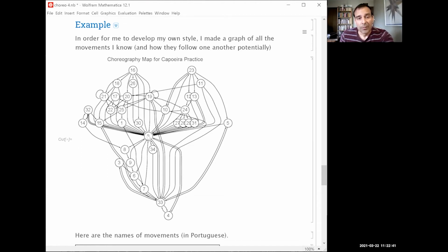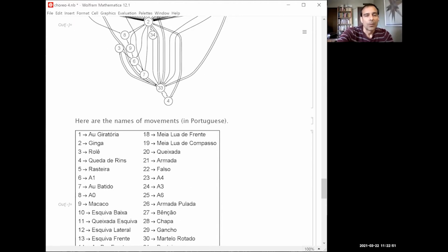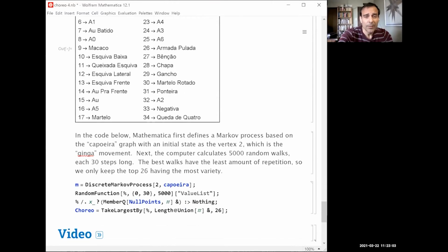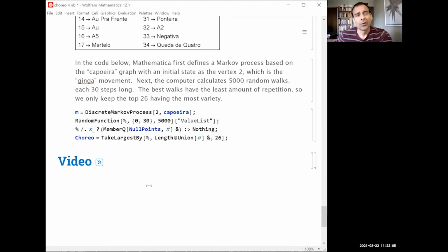You can see there's one in the middle that relates to almost everything, and then there are others which relate to each other in different ways. The vertices have numbers, and those numbers correspond to different movements. I made a list of all the names of the movements, and I didn't put the names on the graph because there's not really enough room. Once I made the graph, I told the computer to call it a Markov process, and then I asked it to do 5,000 random walks, each of length 30.